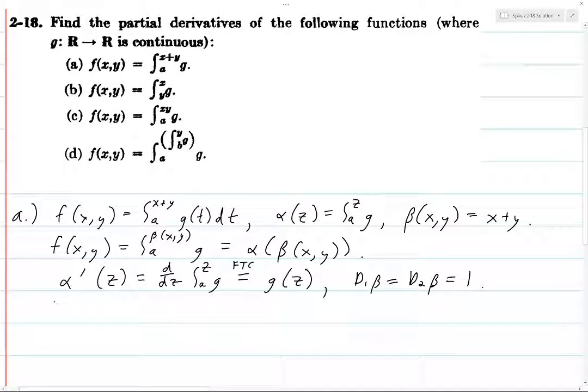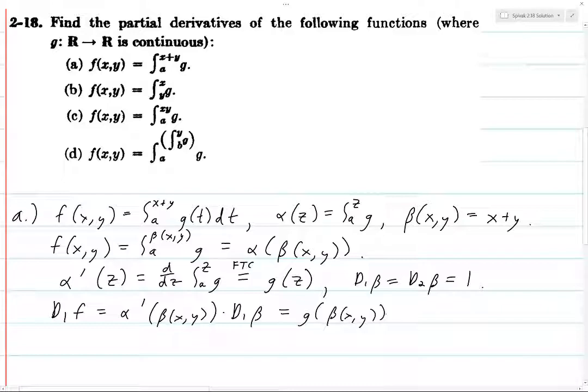So if we want to take the derivative of f with respect to x, we have to do the outside first, and then multiply by the derivative with respect to the first variable of what's on the inside, which is beta of x comma y. Now alpha prime of anything is just g of that thing. So this is g of beta of x comma y, and we know that d1 beta is just 1, so this is our answer. If we write out beta, this gives us g of x plus y. So there we go. The main thing here is that you're using the chain rule to help you evaluate these derivatives that involve integrals.